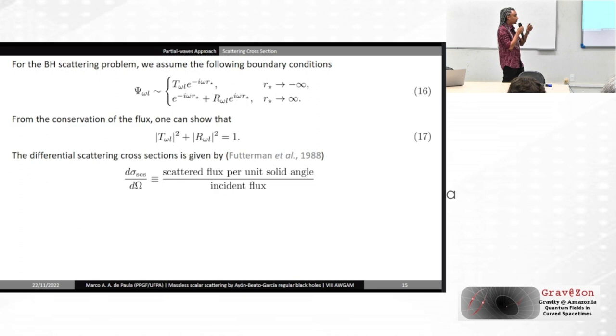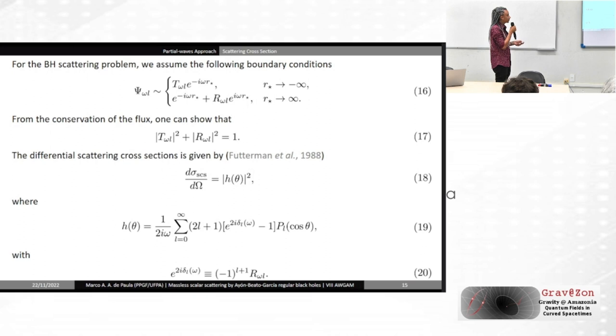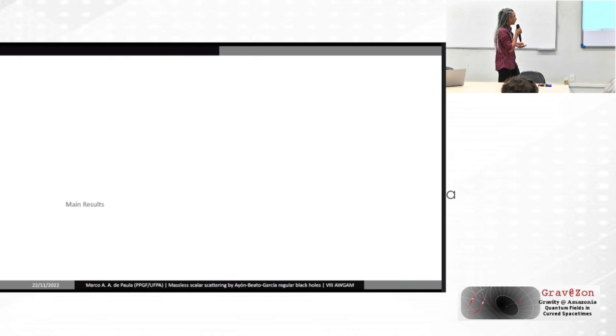So what we actually do is use the partial waves approach. So the partial waves approach consists of writing the field as a sum of partial wave contributions. And by doing this, we can actually write the differential scattering cross section as given by equation 18, where h(theta) is given by this equation here. And this exponential term here is related with the phase shifts given by equation 20. So now we can move on to our main results.